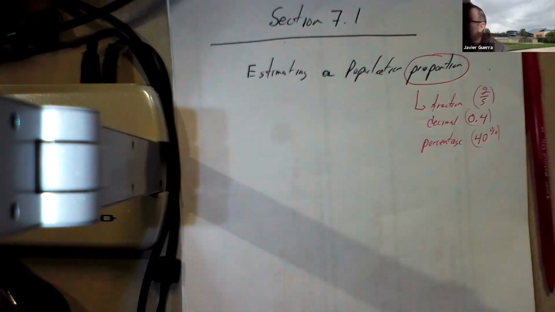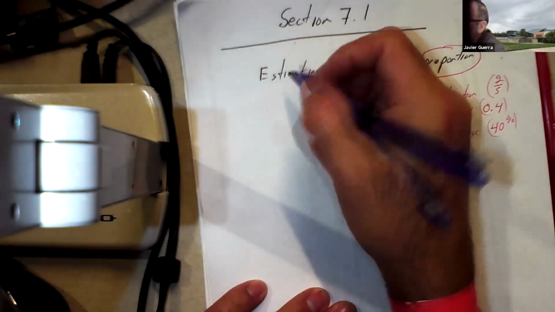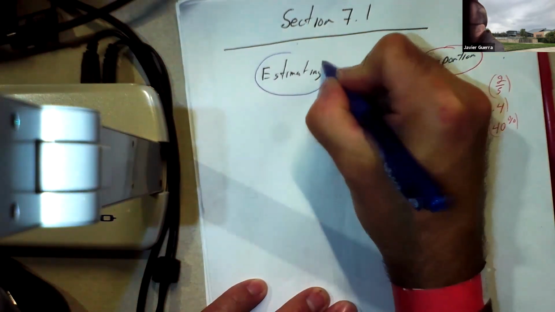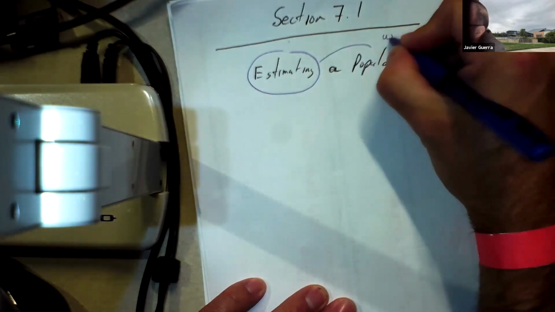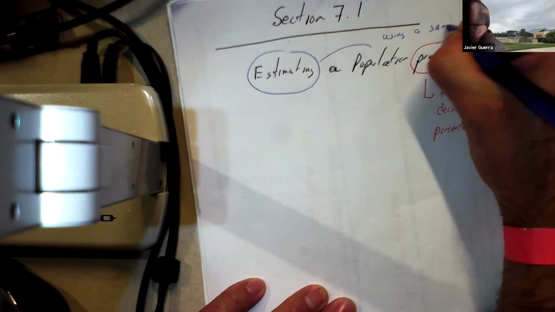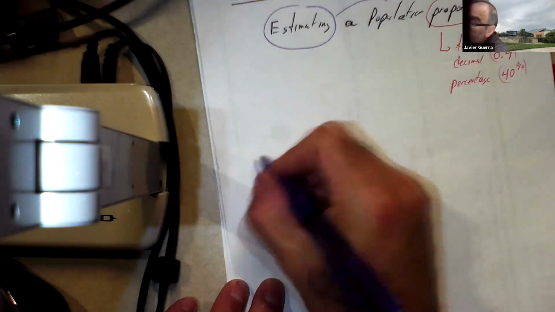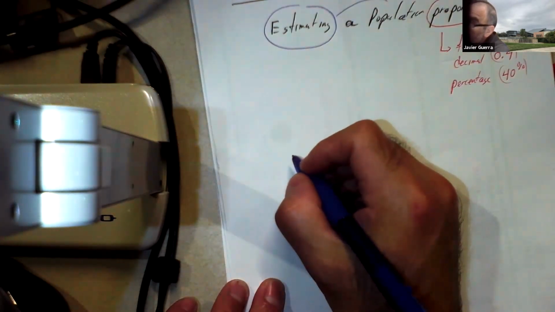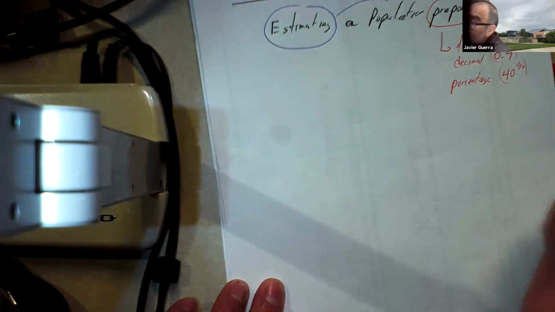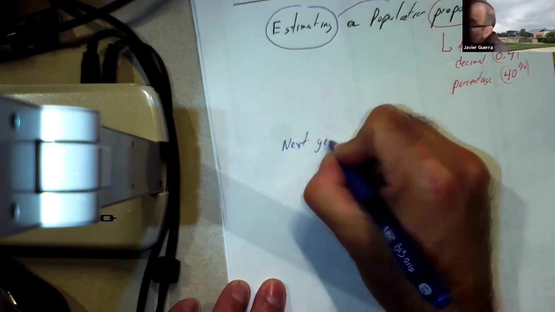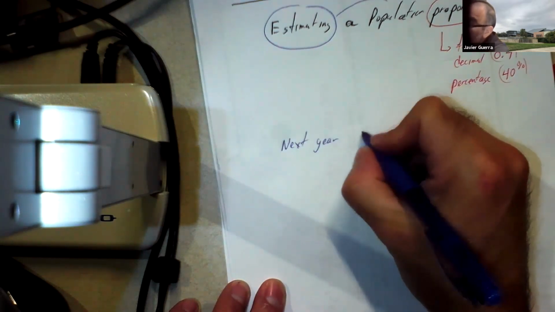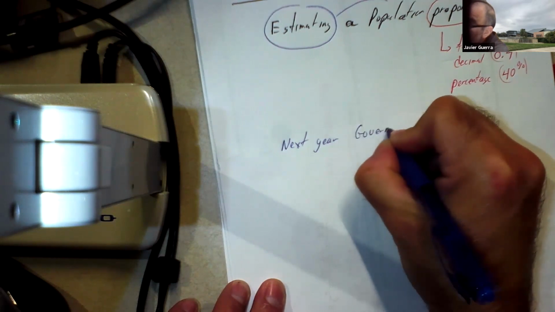So the trick of this is you're estimating the population proportion using a sample. That's the trick. So let's say next year we're going to vote for governor. We're voting for governor next year.